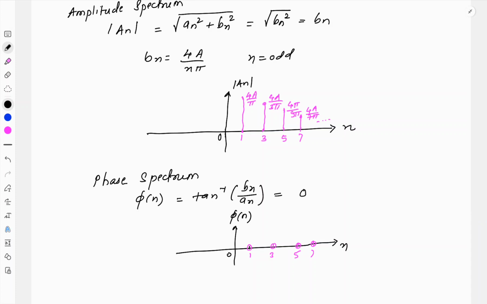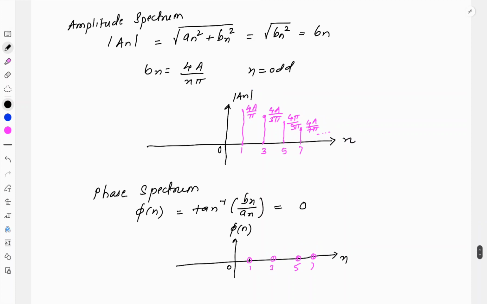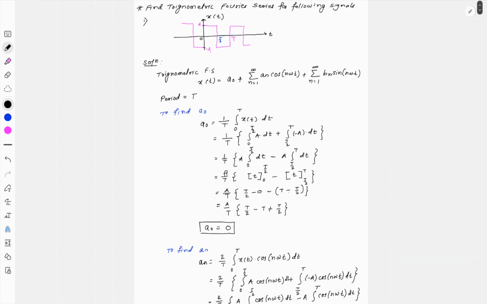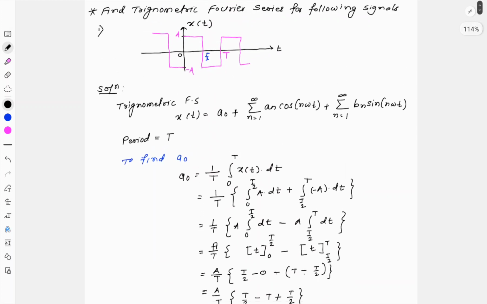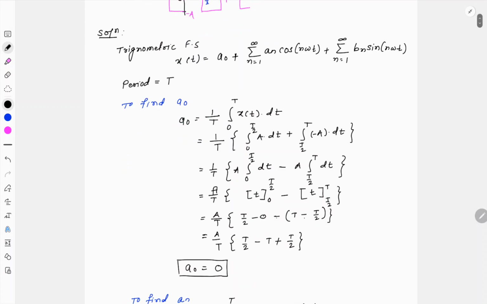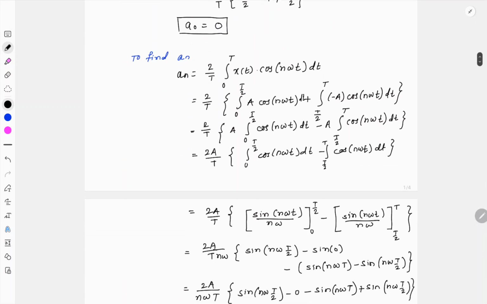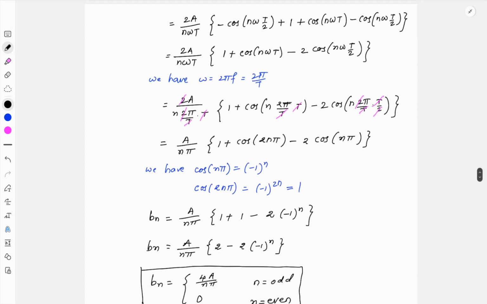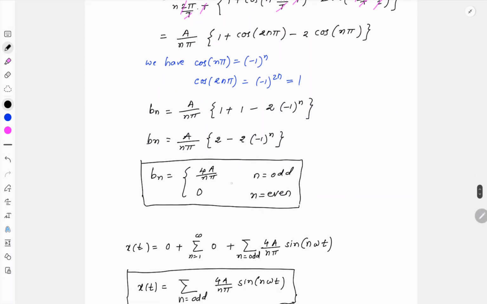Remember, whenever we are plotting the amplitude and phase spectrum of a Fourier series, it will always be in discrete form, because we have values of n only at discrete integers. If we look at this example, it was given with a square wave. This square wave had amplitude A and minus A, and the cycle was from 0 to T. We obtained a0, which is 0. Then we obtained an, which is again 0, and then we obtained bn, which was 4A upon n pi for odd values of n and 0 for even values of n.